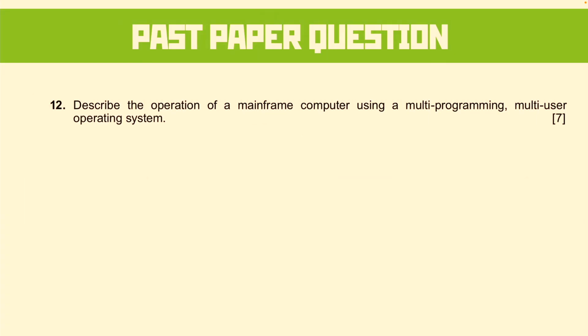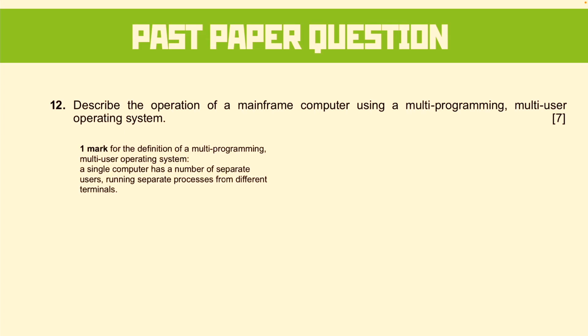Let's use a past paper question to explore multi-programming and multi-user. Okay, so 1 mark for the definition. So a multi-user operating system is one where a single computer has a number of separate users running separate processes from different terminals. That's a bit more like what you have in school. 1 mark for mentioning the concept of time slicing.